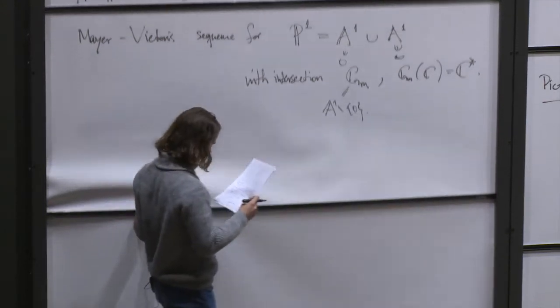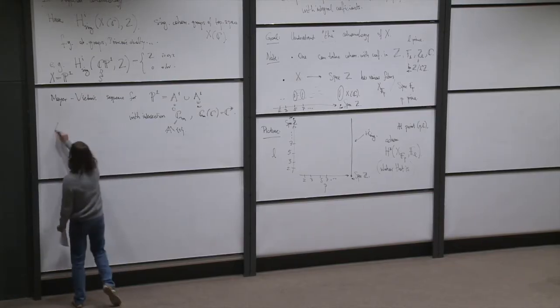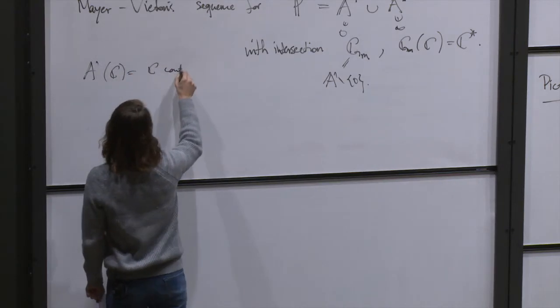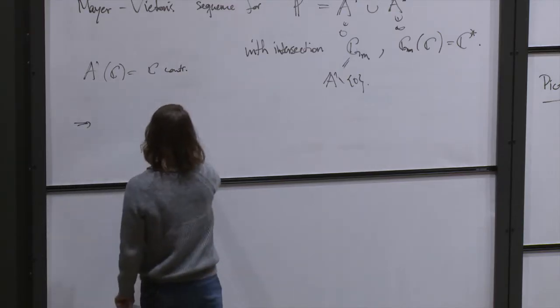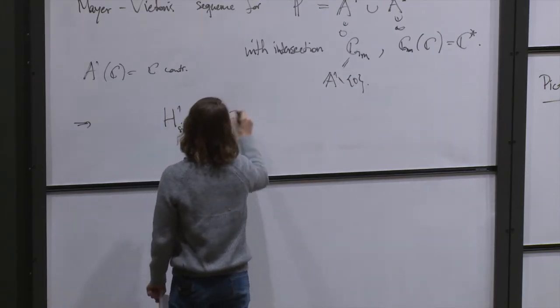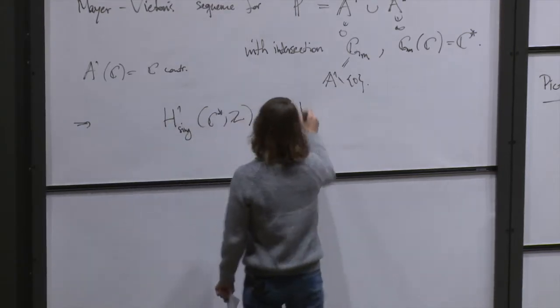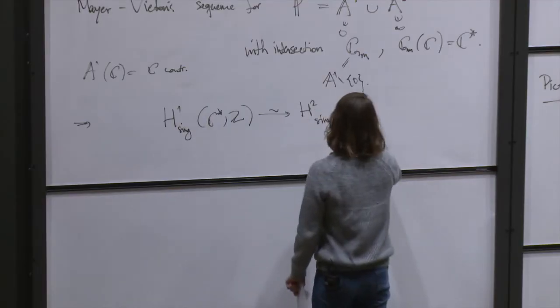All right. And of course, if you take the affine line, that's contractible. And so if you look at the Mayer-Vietoris sequence, this tells you that there's an isomorphism between the first singular cohomology of C star and this guy we're interested in.